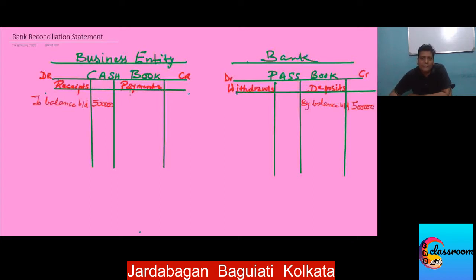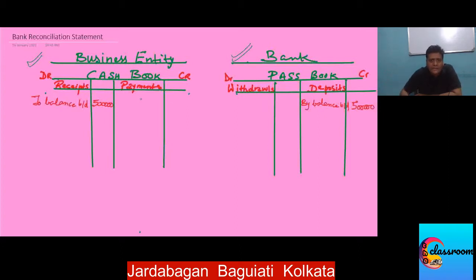Today I am going to tell you how a bank reconciliation statement is prepared. Before that, let me introduce you to the cash book and the passbook. Cash book is maintained by the business entity, as we can see the format over here, and this is the passbook. This is how the bank maintains the same account with them.